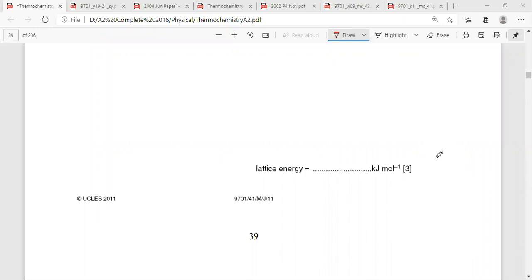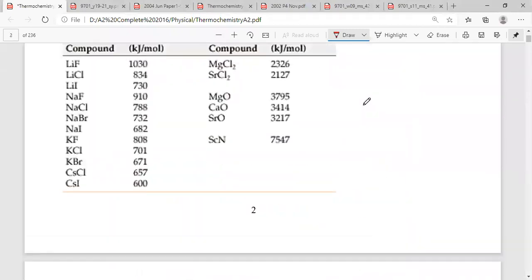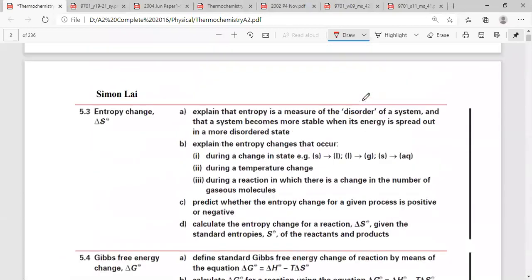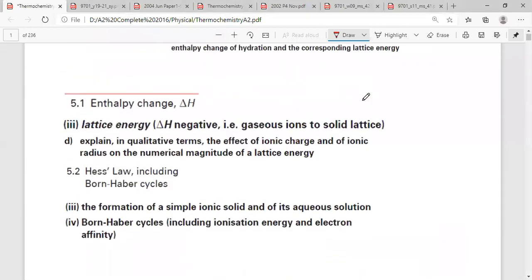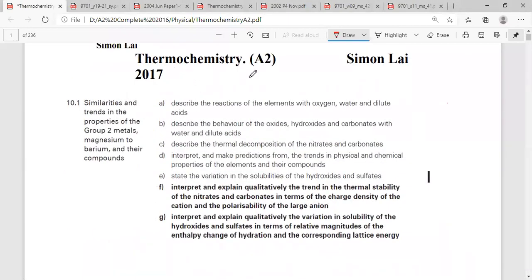Today we're going to start A2 physical chemistry. Okay, and we're going to start with thermochemistry. Can you see here? All right, thermochemistry. Well, the first thing we start with, of course, is this thing called lattice energy. I'm going to show you here. Now you can see here, thermochemistry 2.